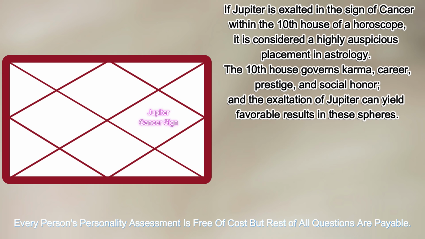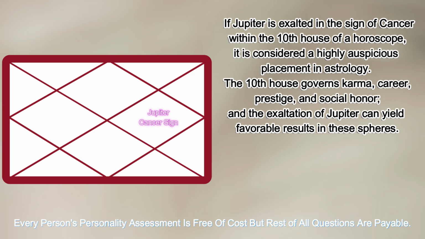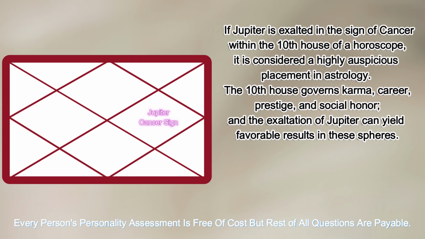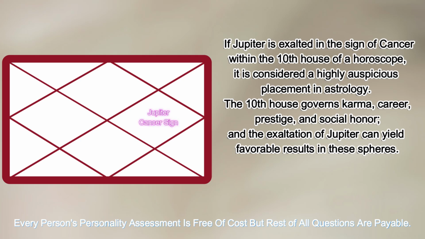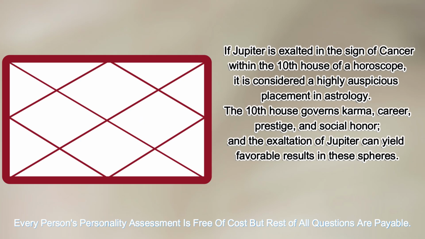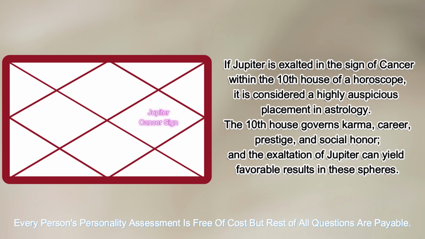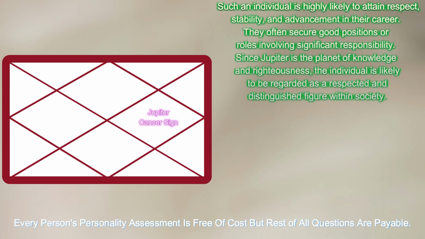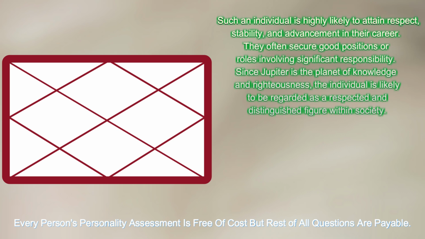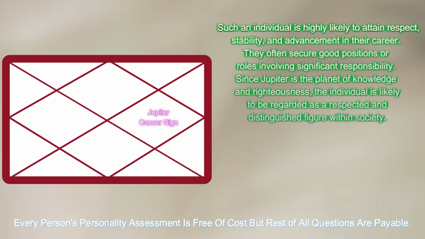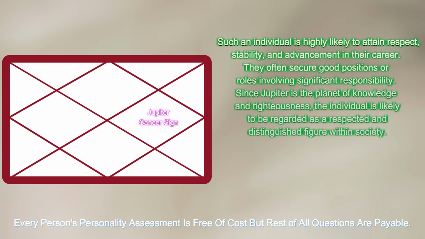If Jupiter is exalted in the sign of Cancer within the 10th house of a horoscope, it is considered a highly auspicious placement in astrology. The 10th house governs karma, career, prestige, and social honor, and the exaltation of Jupiter can yield favorable results in these spheres. Such an individual is highly likely to attain respect, stability, and advancement in their career. They often secure good positions or roles involving significant responsibility.